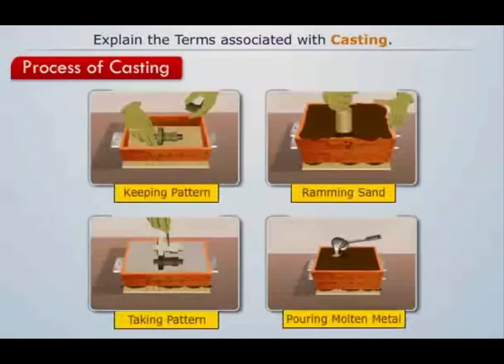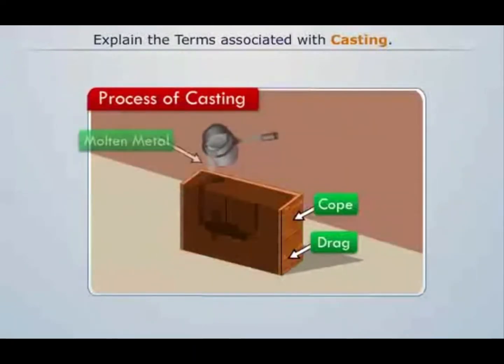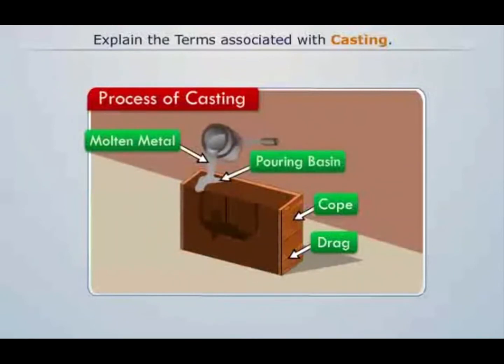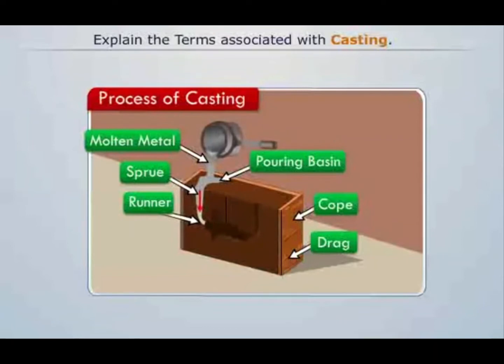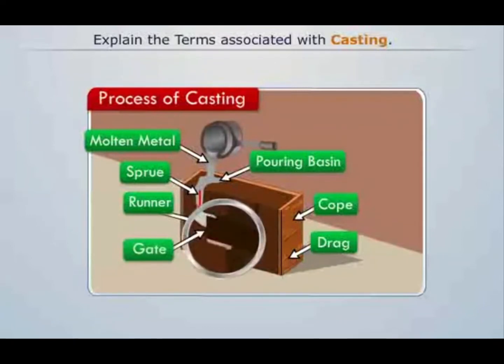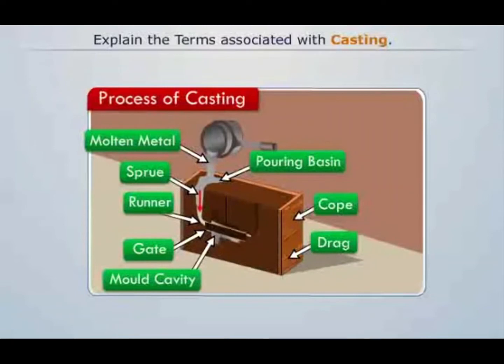We have already seen how casting is done. Here the molten metal is poured into the pouring basin, from where it flows through the sprue into the runner. Then the molten metal passes through the gate into the mold cavity. Excess molten metal flows out of the cavity from the riser.